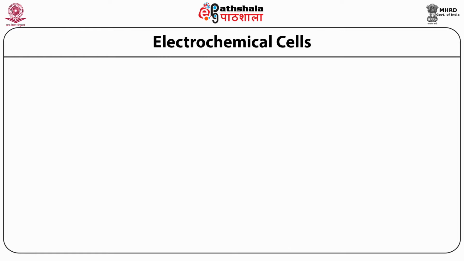So, for applying any modification of the electroanalytical techniques, one fundamental requirement is that we should have an electrochemical cell. What is an electrochemical cell? An electrochemical cell consists of two electrodes: one is the working electrode and another is the reference electrode. And these two electrodes are dipped in a solution which is to be electrolyzed.